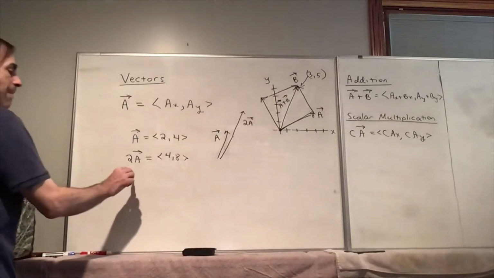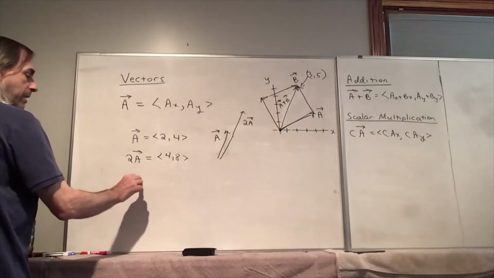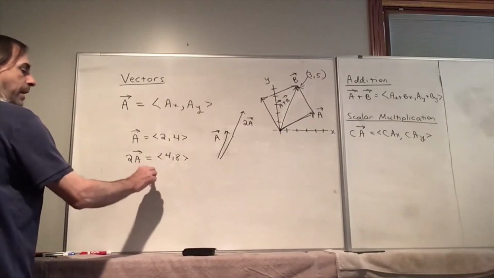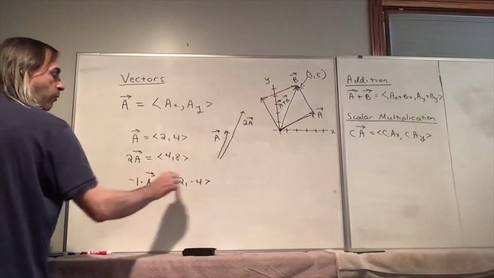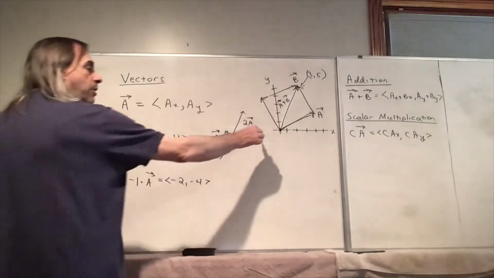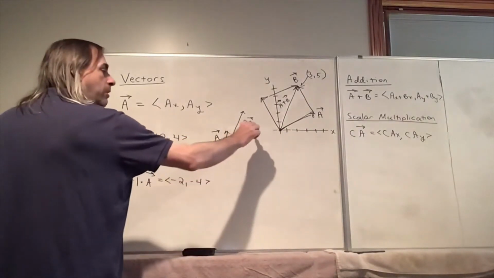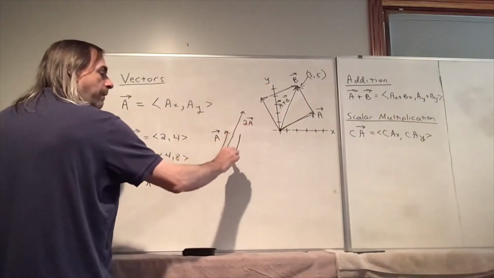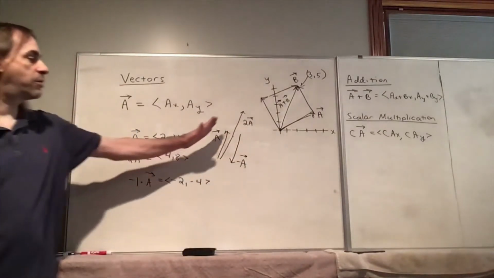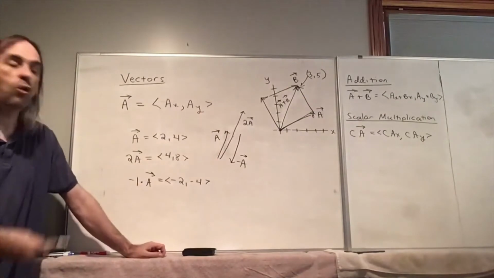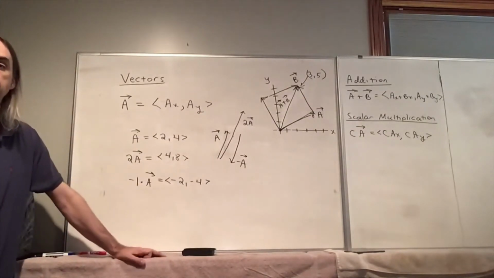What if we look at minus A? So really, it's like minus 1 times A. So that would be minus 2, minus 4. And so you go 2 to the left and 4 down. So minus A would look just like A, except it's rotated by 180 degrees.